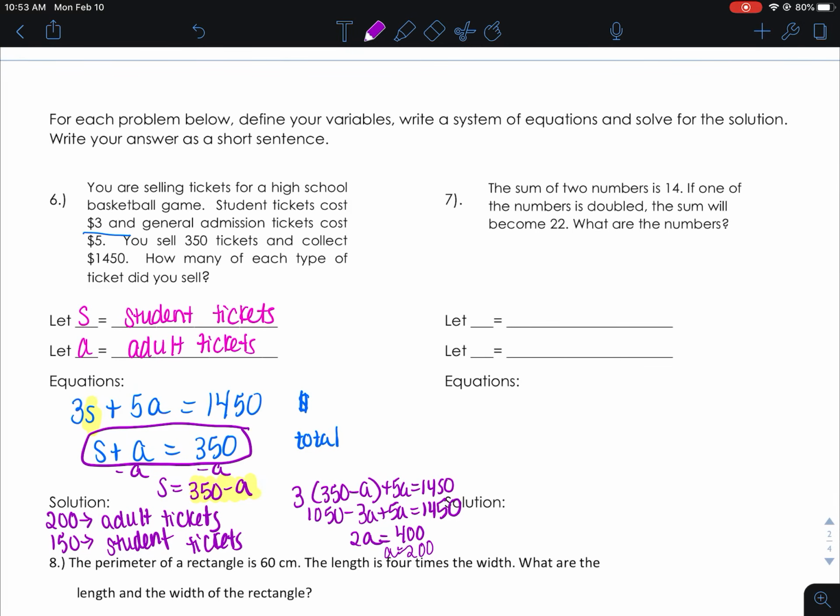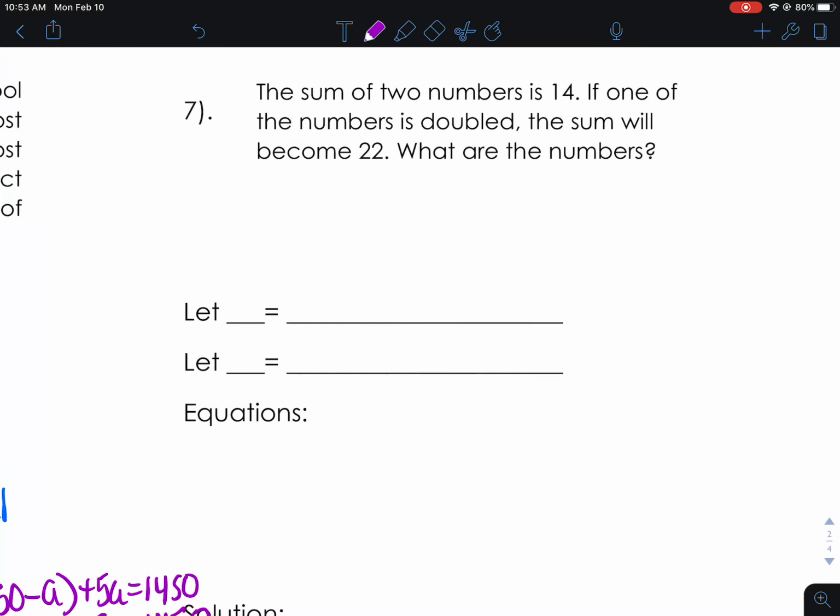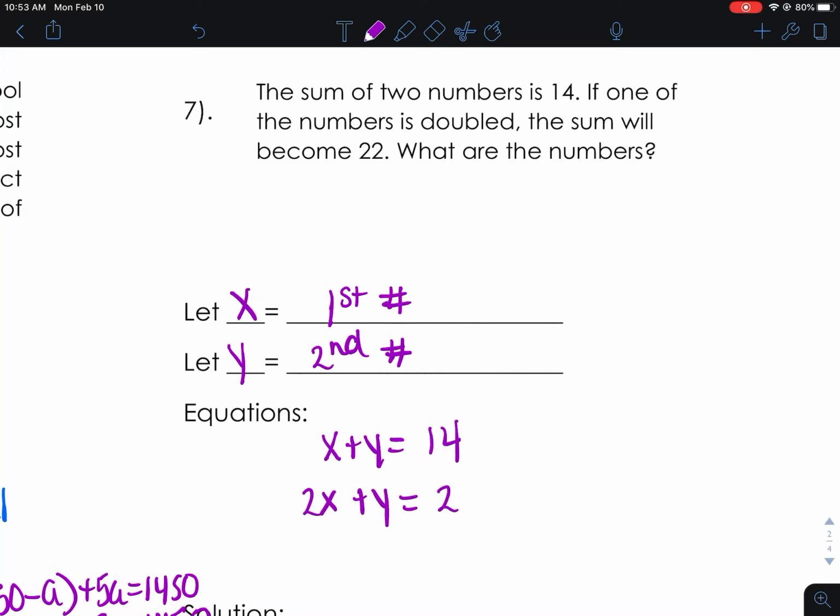Okay, number 7, the sum of two numbers is 14. If one of the numbers is doubled, the sum will be 22. So we can just say our variables would be X is like the first number, and then Y is the second. So the sum, that means when we add them together, it's 14. One of the numbers is doubled, so we'll double the first number. The sum will now be 22. So those are your two equations for that one.